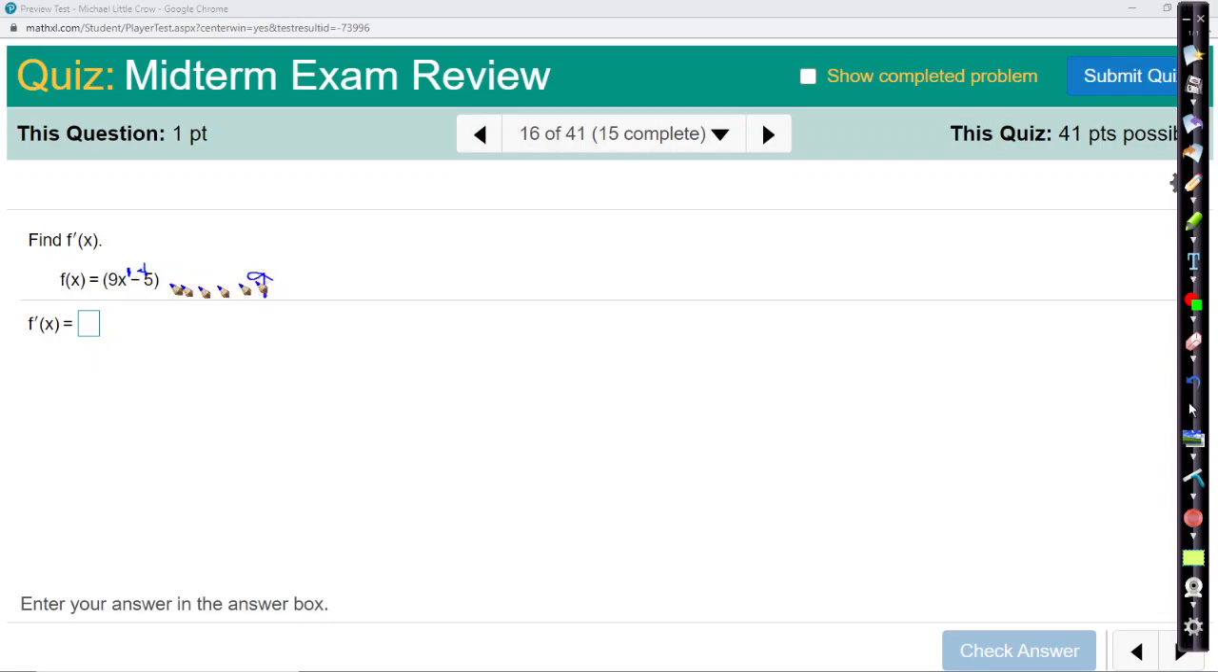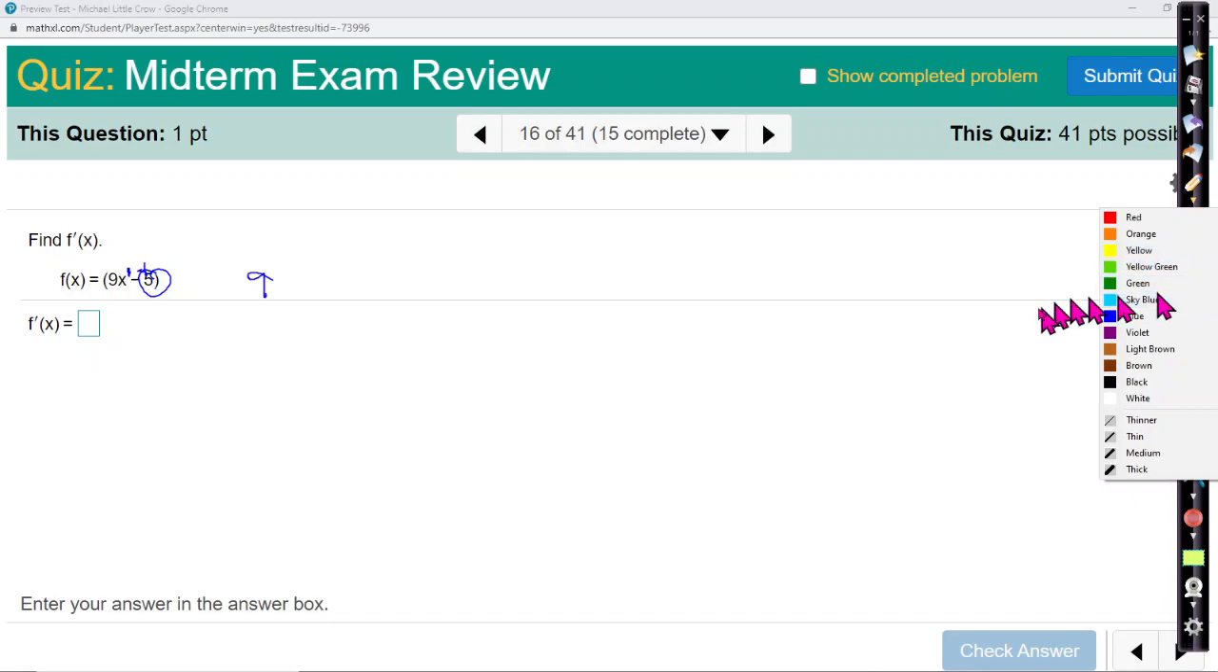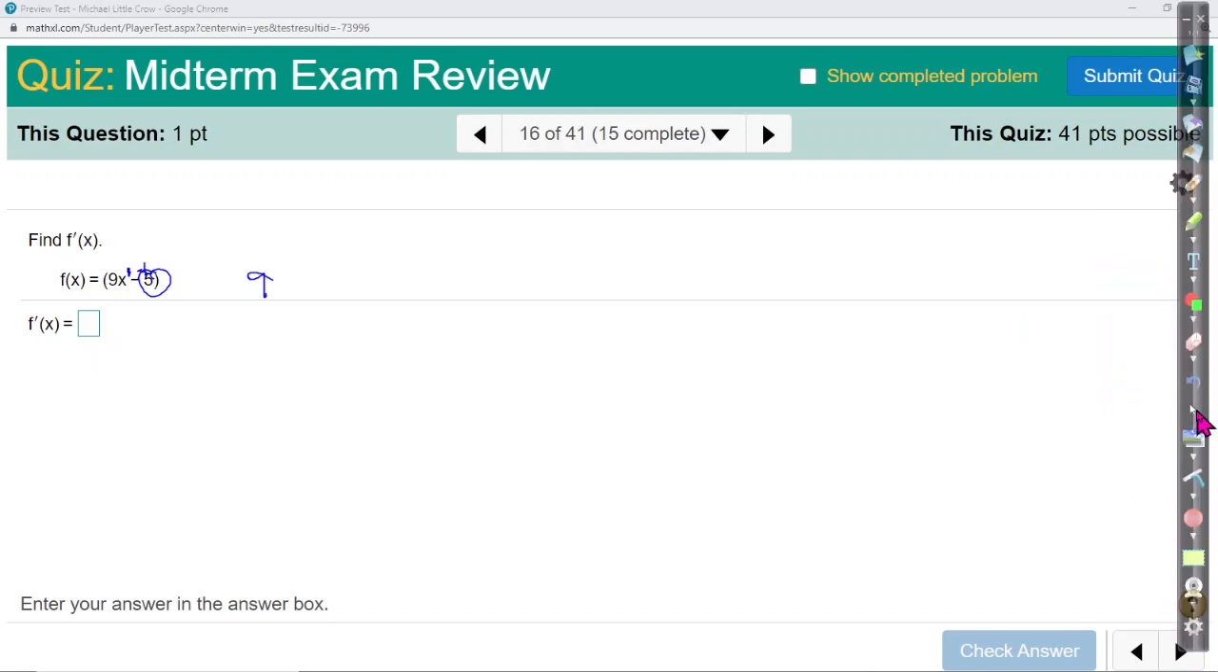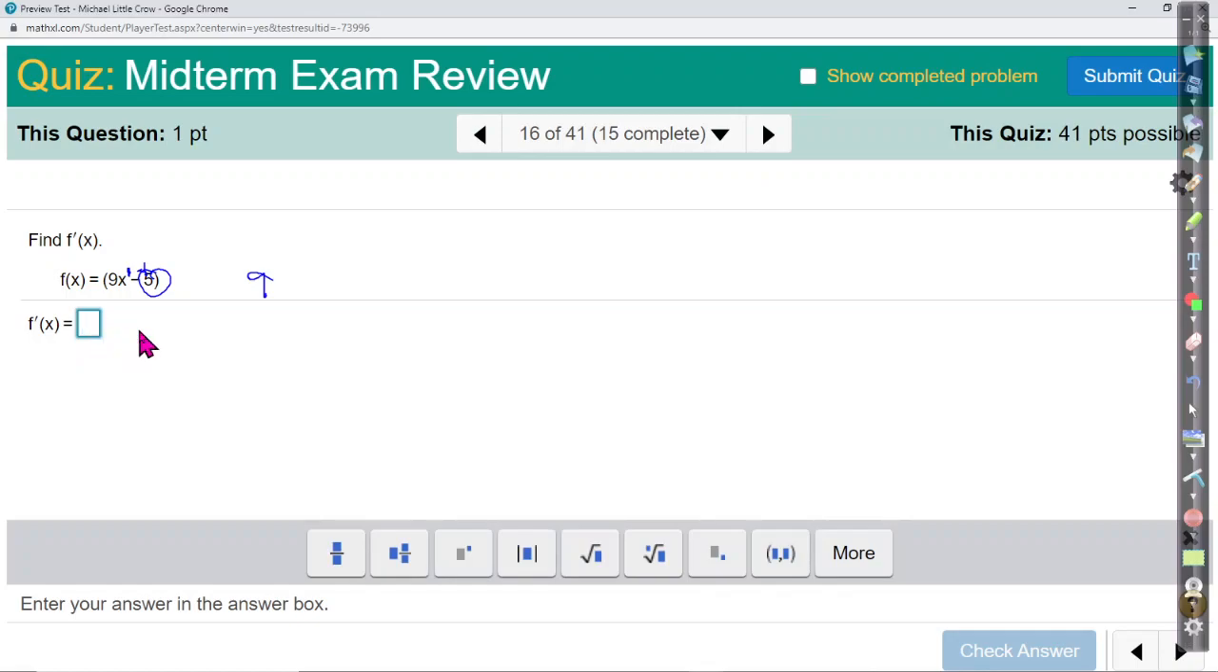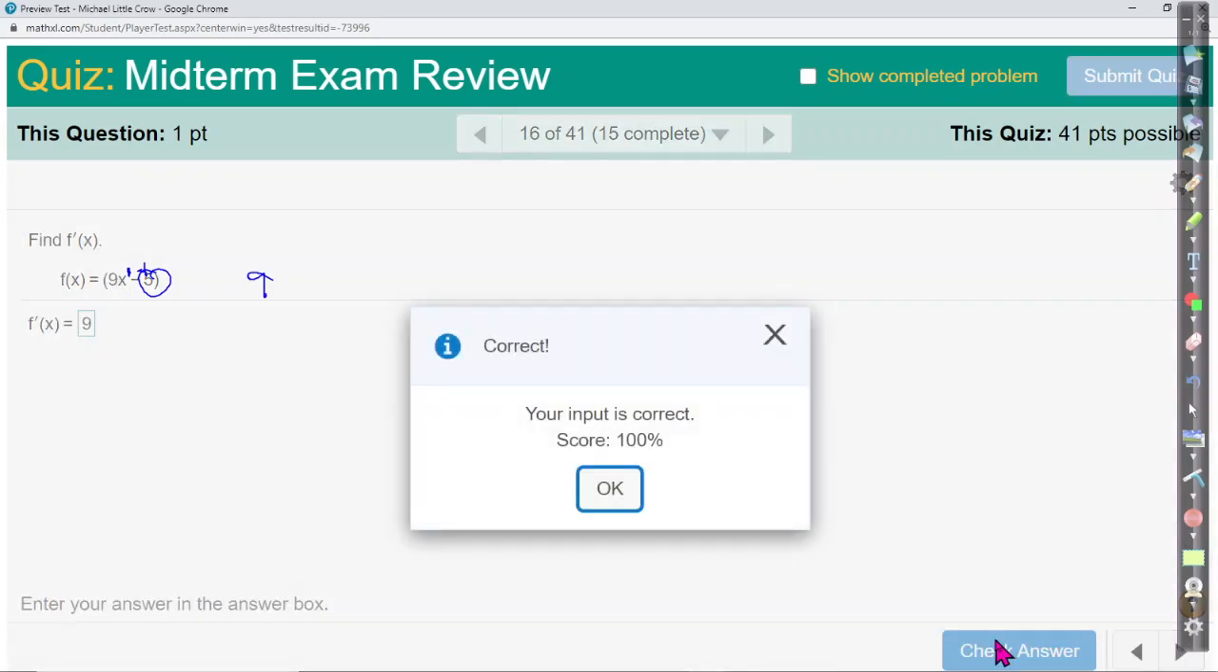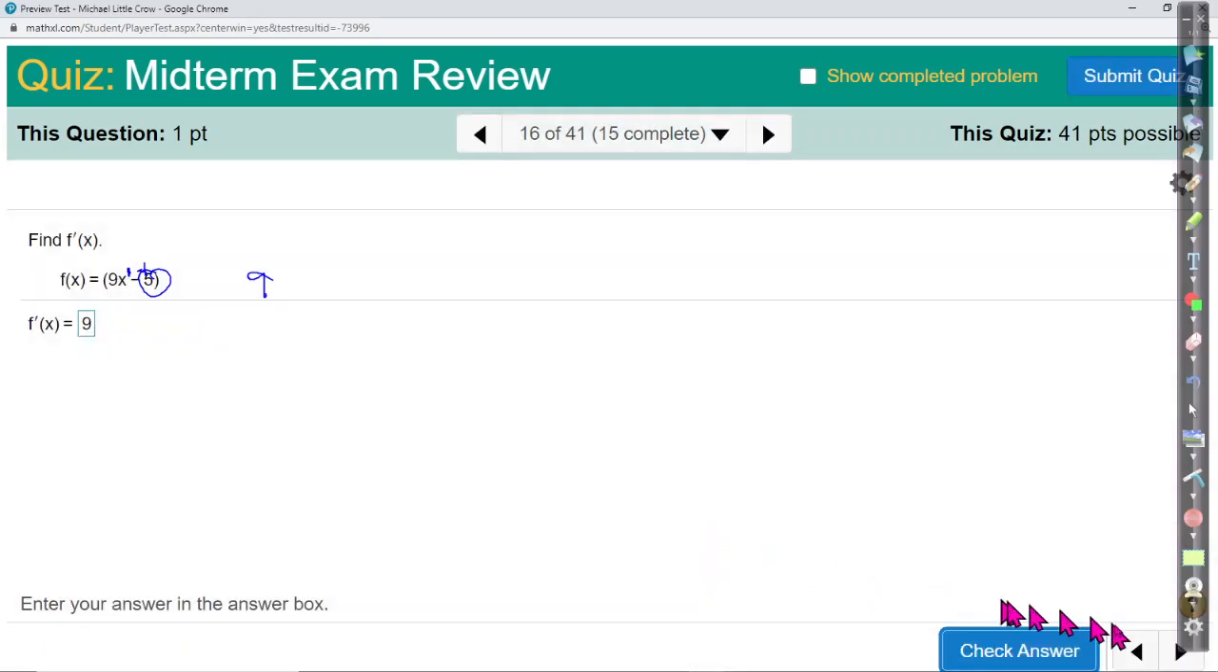So this is our answer. And then when you take the derivative of a constant, you get 0. Derivative is just 9. And that sort of fits. Remember, the slope of a line is the number in front of the x. The slope, so it's a constant slope. Derivative is 9. Okay.